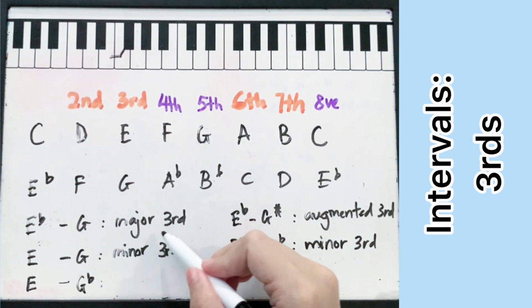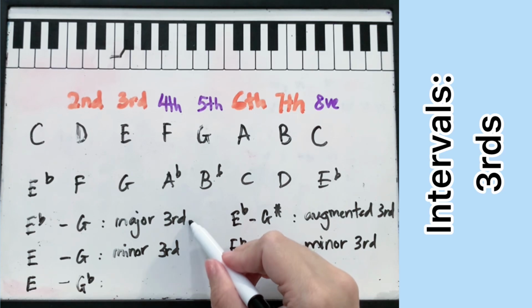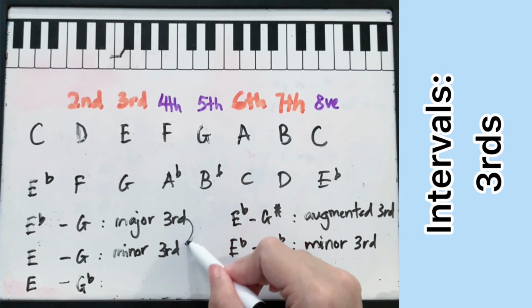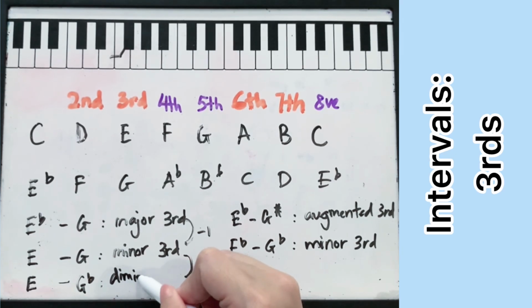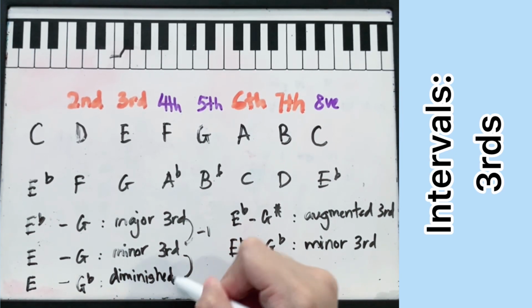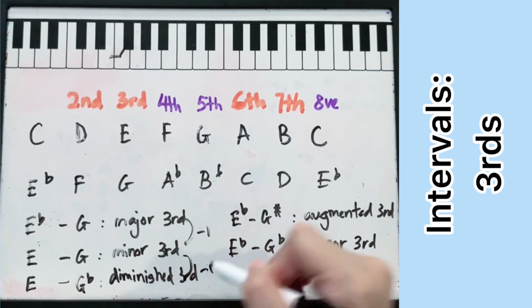And that means when you reduce a step from major, then you get to a minor interval. And when you reduce another step from the minor, then you get to a diminished interval.